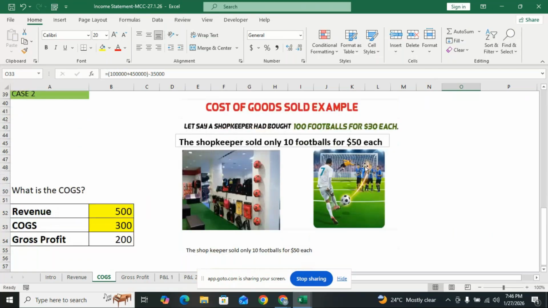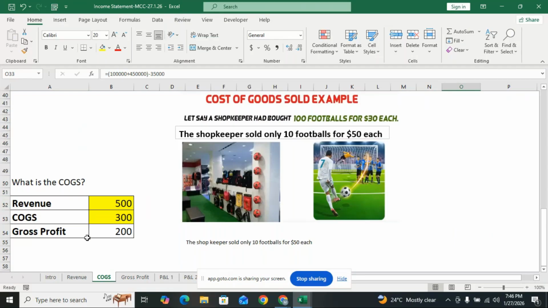So what is the total cost of the goods sold? Here you have to understand very carefully. The net revenue generated is 500. And how is this 500 generated?